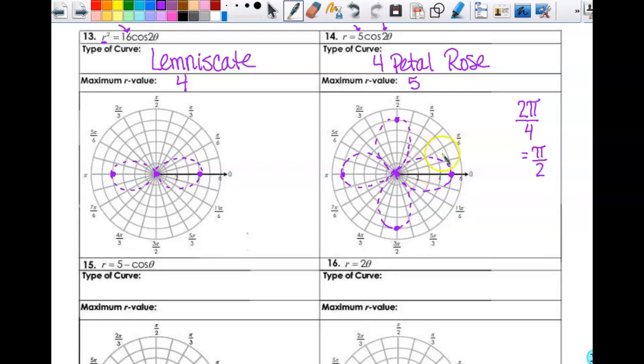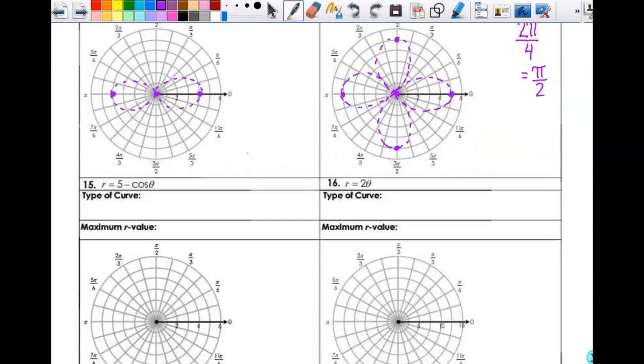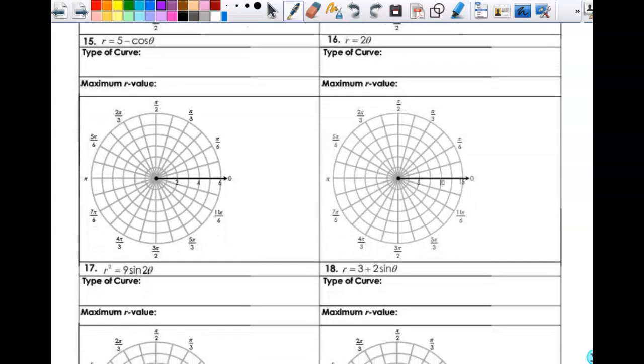Remember, if it was sine, it would have been here, so it would have looked like this. Alrighty, so now I have 5 minus cosine theta, and so there's like a 1 here. It's a plus or minus, so it's a limaçon. Here, this is A, this is B, so A is greater than B. And even though it's negative, that negative doesn't have anything to do with A or B either. So I think of that as a positive 5 and a positive 1. So there's 2 where A is actually bigger than B. It's the dimpled limaçon and the convex limaçon.